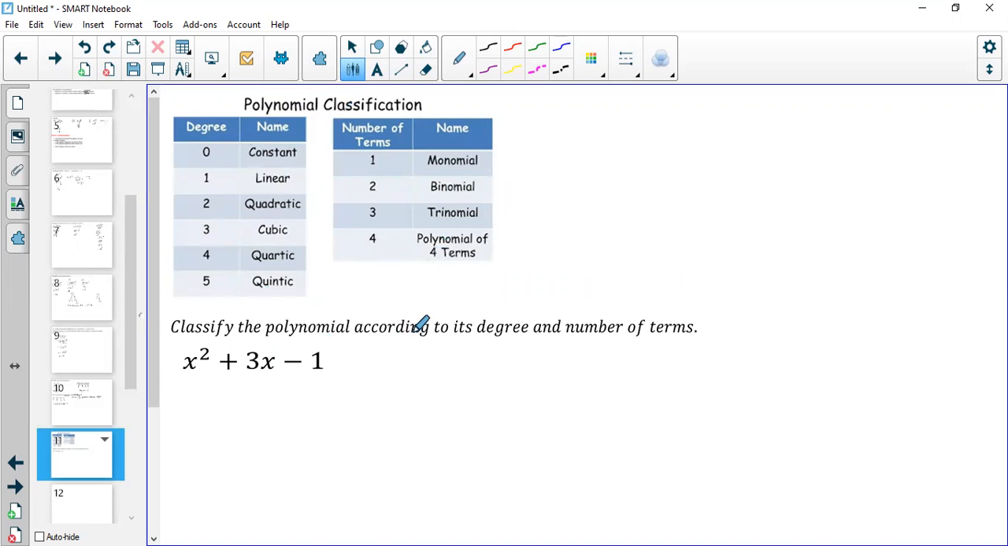Classify the polynomial according to its degree and number of terms. So first, let's find out what is the highest degree here. As you can see, the highest degree is going to be 2. So let's write it down here. The degree is 2. But how many terms do we have here? Here we have 1, 2, and 3 terms. So the degree is 2 and the terms are 3. So according to the degree, we choose the name that is quadratic.